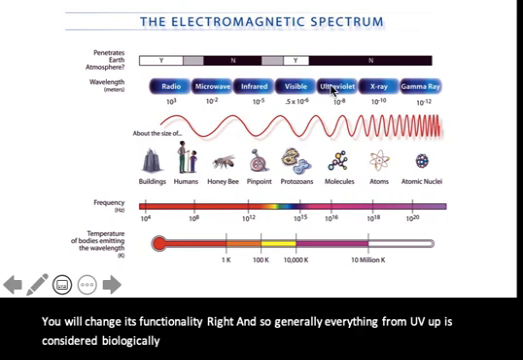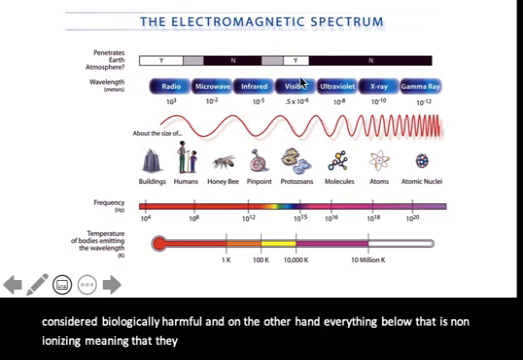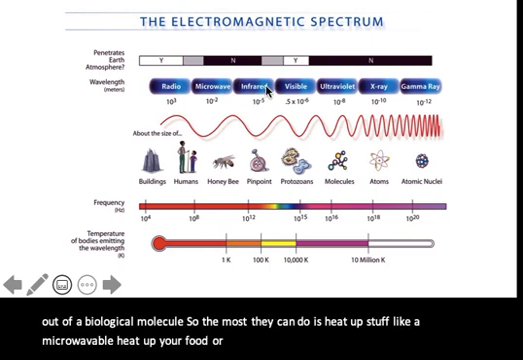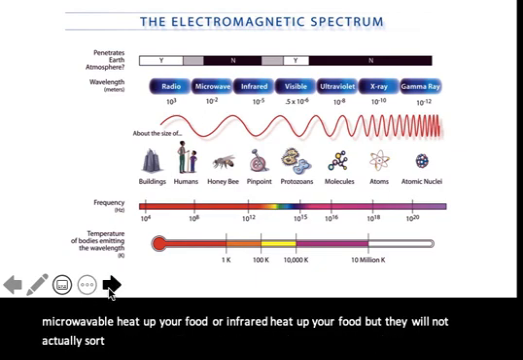And on the other hand, everything below that is non-ionizing, meaning that they don't have enough energy to actually knock an electron out of a biological molecule. So the most they can do is heat up stuff, right? Like a microwave will heat up your food, or infrared will heat up your food, but they will not actually mess with the chemistry of the object.